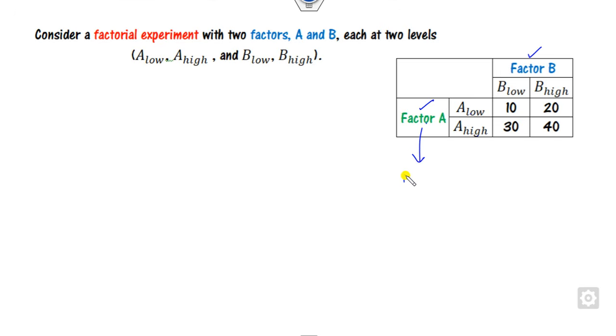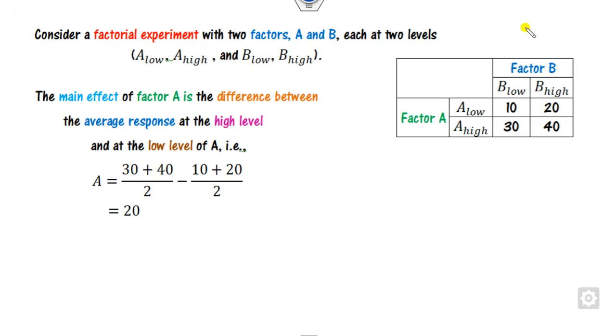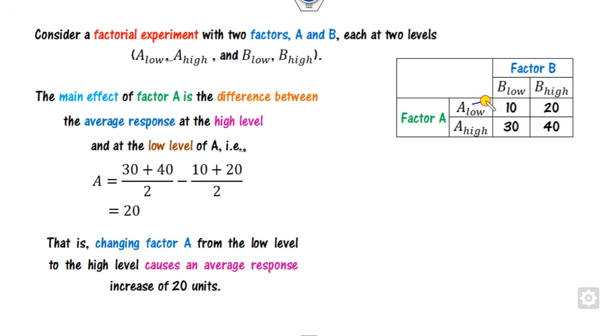Then your target is to analyze the effect of A, and similarly the effect of B. How can you analyze the impact of A? The main effect of factor A is nothing but the average difference of the high level minus the low level. So what is the average of this? (30 + 40)/2 minus the low level, it will be 20. Since this is a positive sign, what is the meaning of the positive sign? It means whenever you increase the level of A from low to high, there is a change which increases by 20 units.